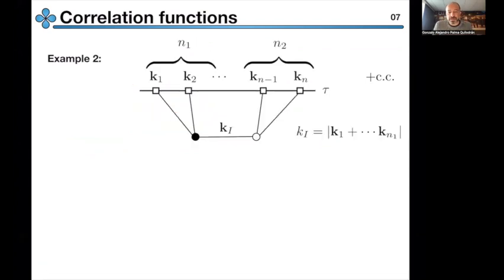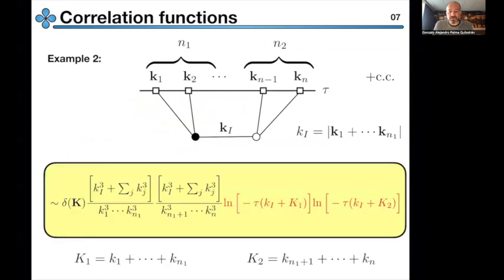Another example is a two-vertex diagram. This is slightly more complicated, but it can be worked out nevertheless. And you will find this form for the result. And you can see also the appearance of logarithms in the soft momentum limit.